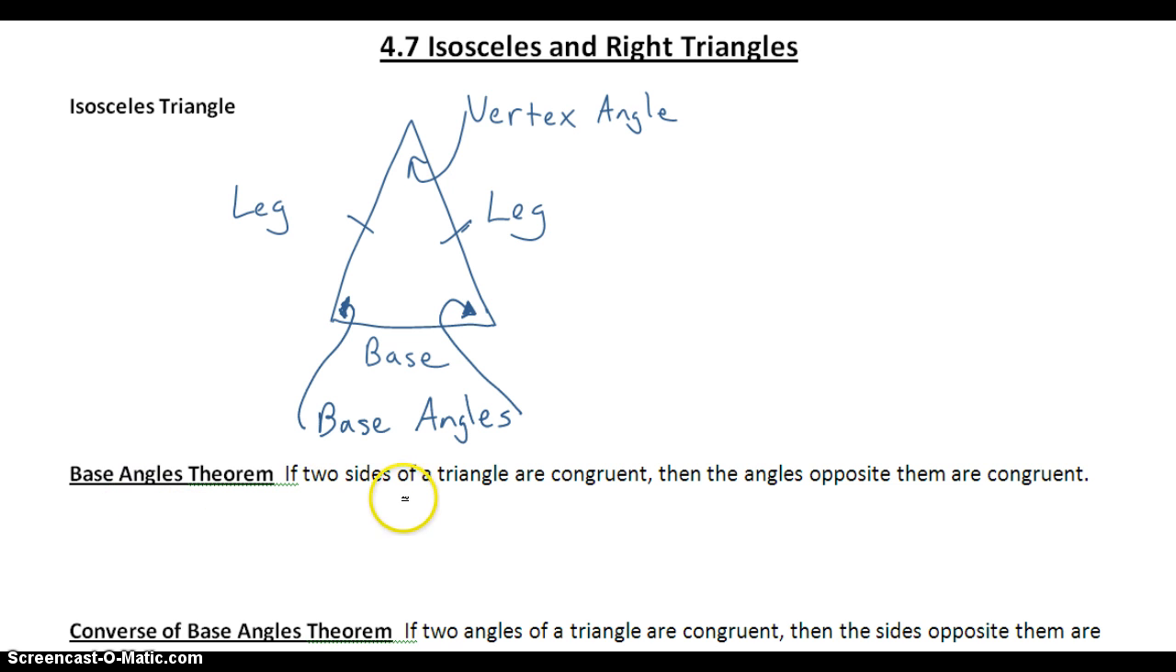Now the base angles theorem tells us that if we have an isosceles triangle, then the two base angles will be congruent. And the way we find out that the base angles are congruent is we go across the triangle. So if we have an isosceles triangle, then the two base angles are congruent.